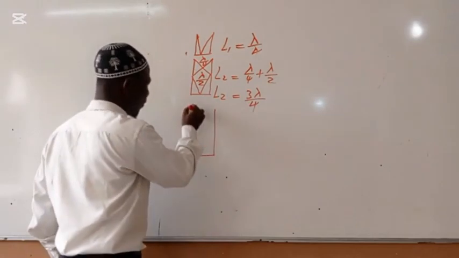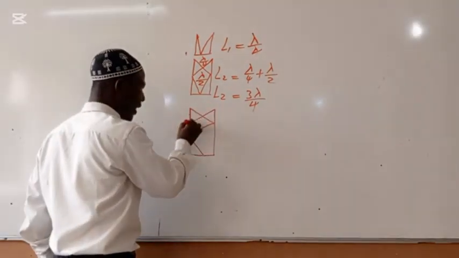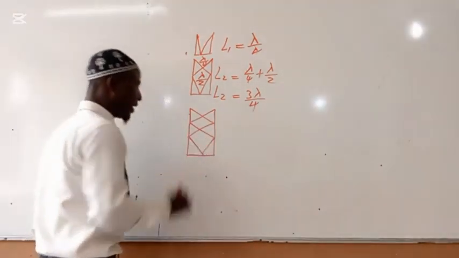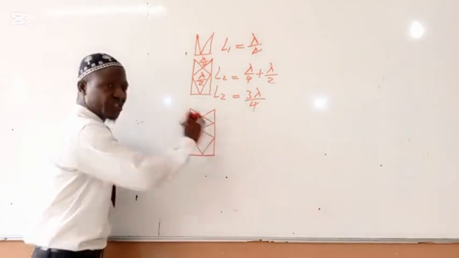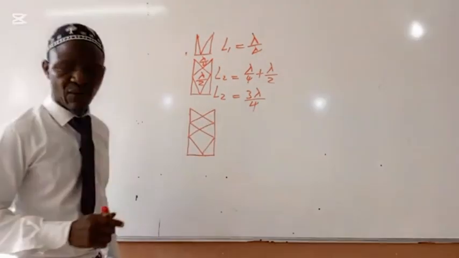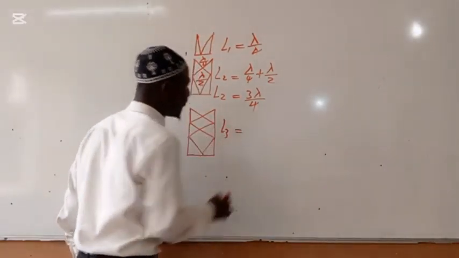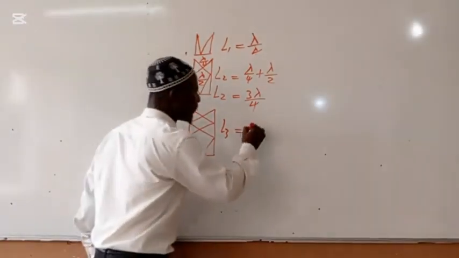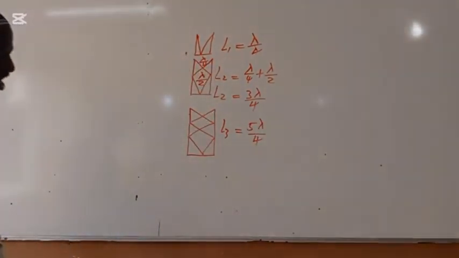Close 5. 1, 2, 3. 1, 2, 3. So we have one circle. That is making 2 circles, and that is lambda. Well, this is half circle, making lambda over 4. So at the end of the day, we add it together. They are going to have what? 5 lambda over 4. So let's go to the next one.